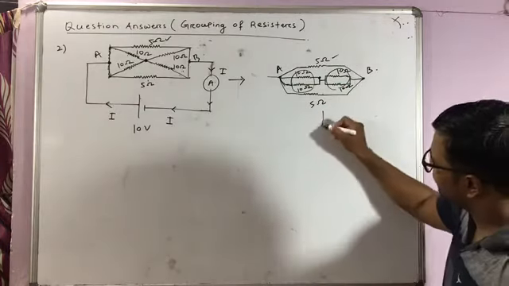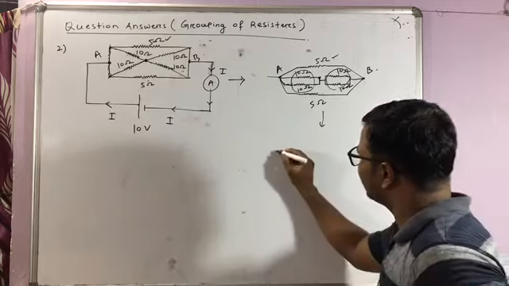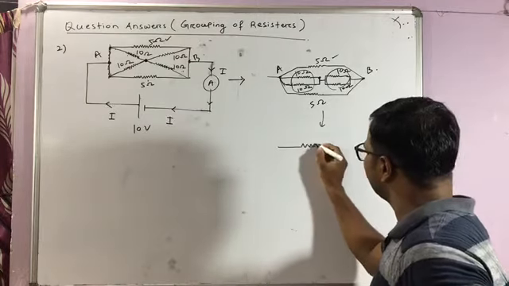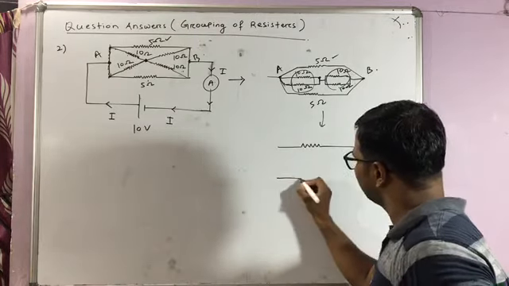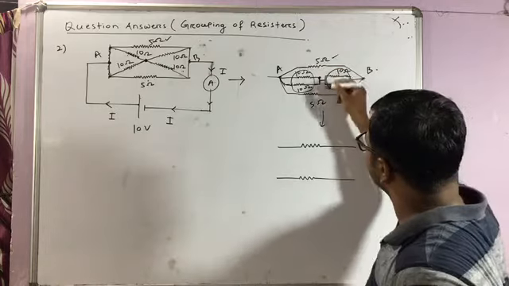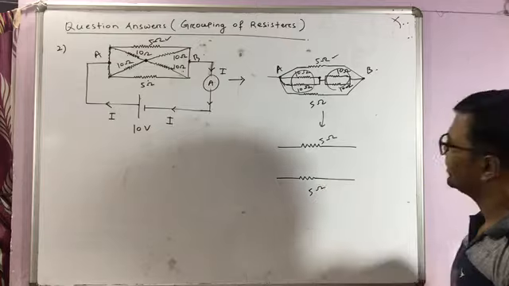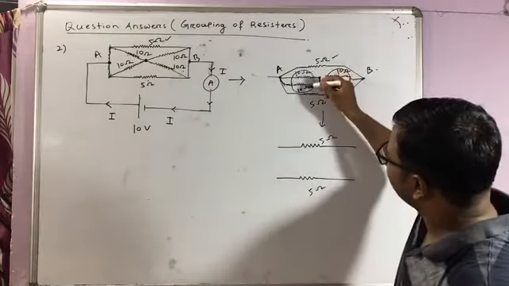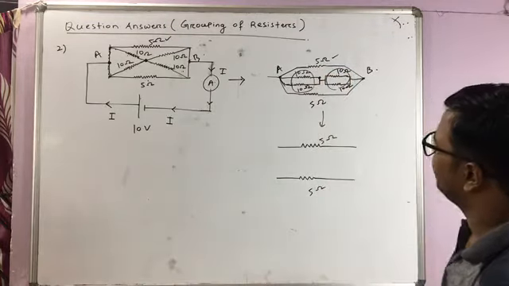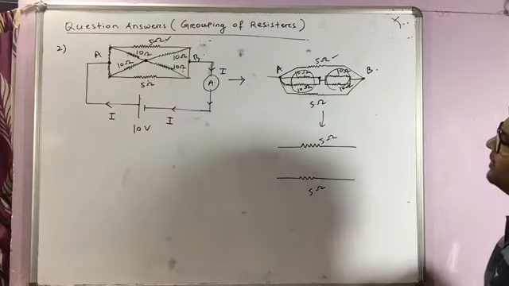Now we can again reduce this diagram, and your reduced diagram will be like this. Let us join, take one 5 here, another 5 here. These two 5 resistances are this 5. These two 10 ohm resistances are in parallel, and here also the 10 ohm resistances are in parallel.